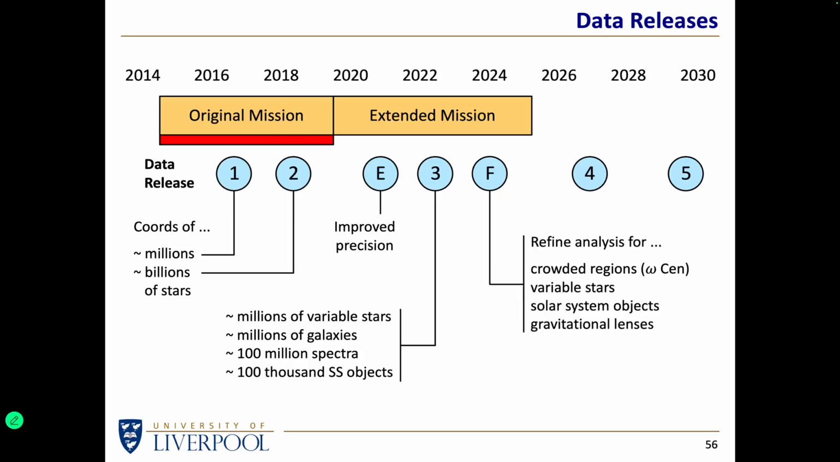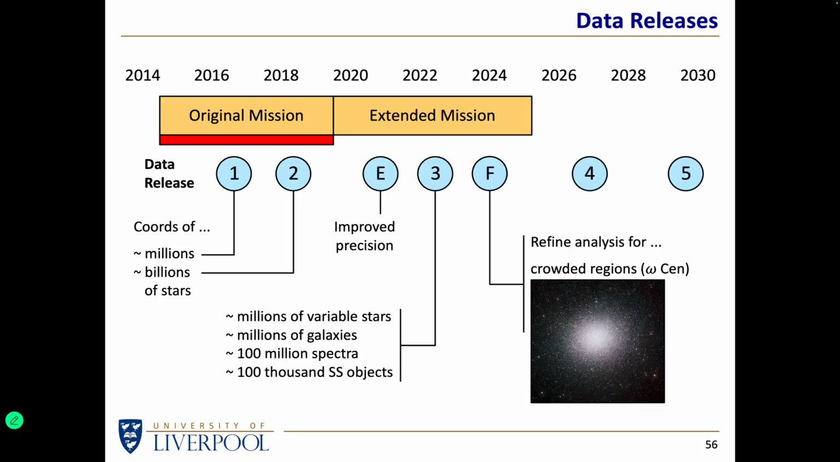In 2024, there was a so-called focused product release in which all of the data from the original mission, the first 5 years worth of data, was released. And that gave a refined analysis for very specific objects, hence focused product release. Amongst other things, they looked at a very crowded region. They looked in detail at what's going on in the middle of the globular cluster Omega Centauri, because that is a very dense region.